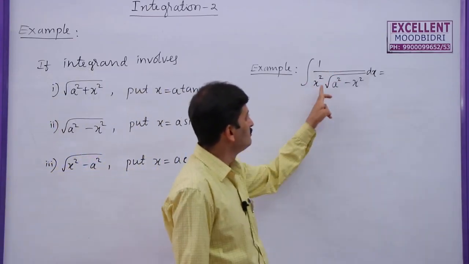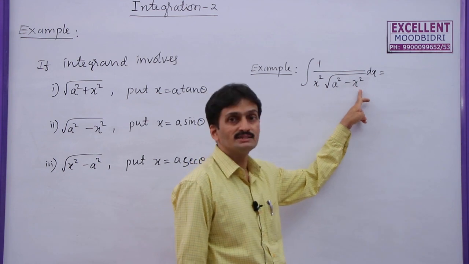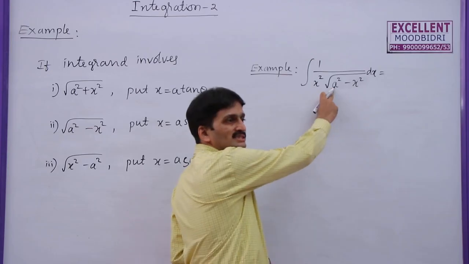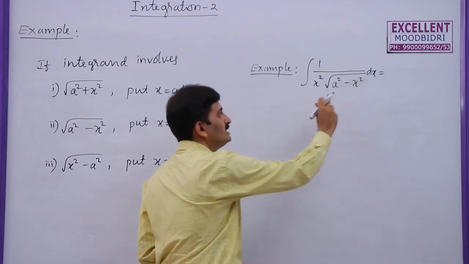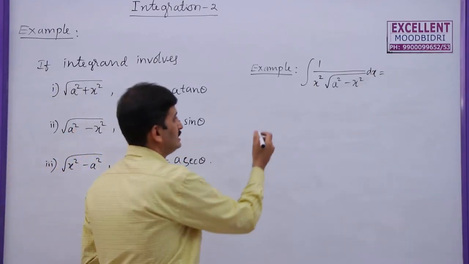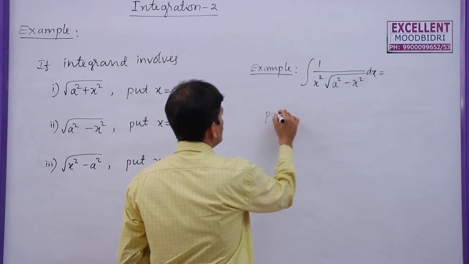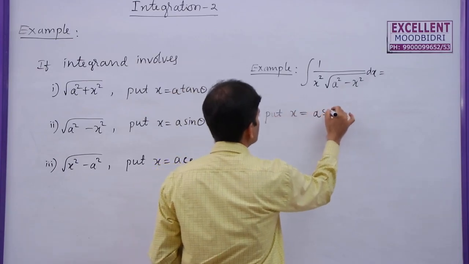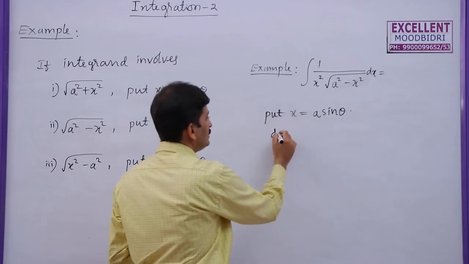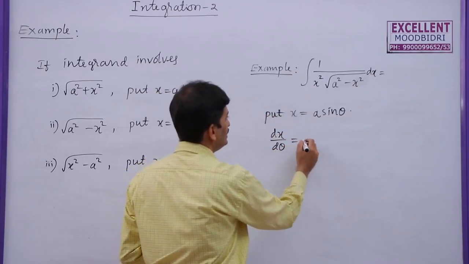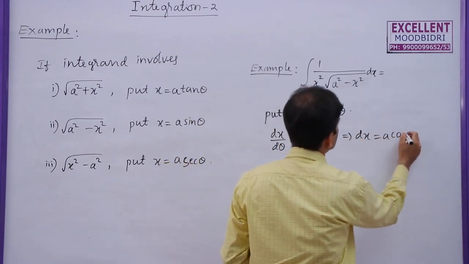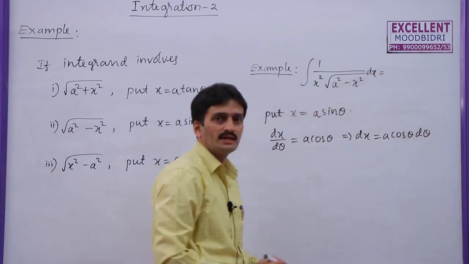Now let us see one problem. Example: integration of 1 by x square into root of a square minus x square dx. Let us integrate this. Here you can see the presence of the term root of a square minus x square. That means you have to put x equal to a sin theta. So put x equal to a sin theta. Then differentiate with respect to theta: dx by d theta equal to a cos theta, which implies dx is a cos theta d theta.